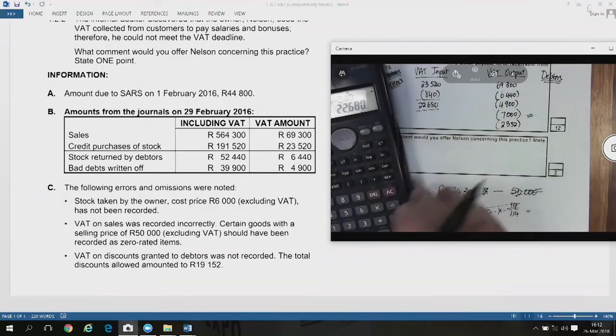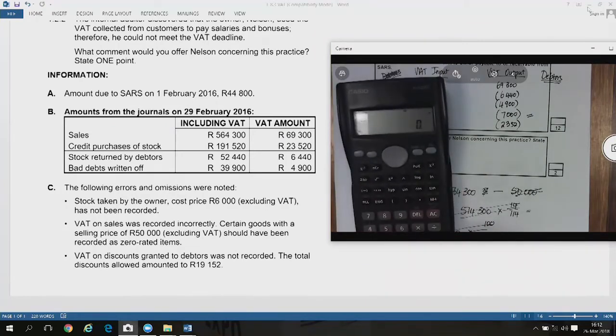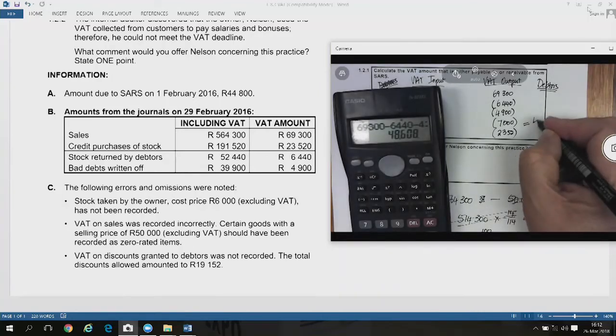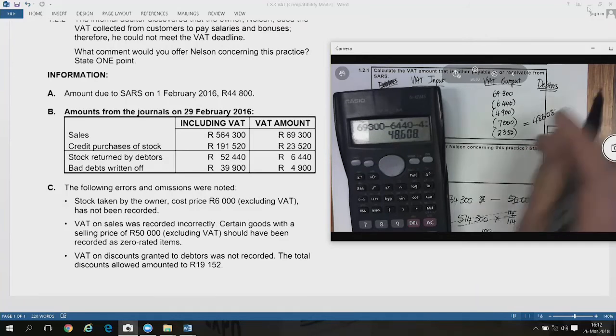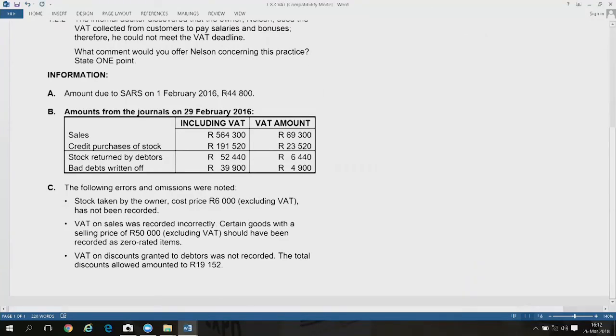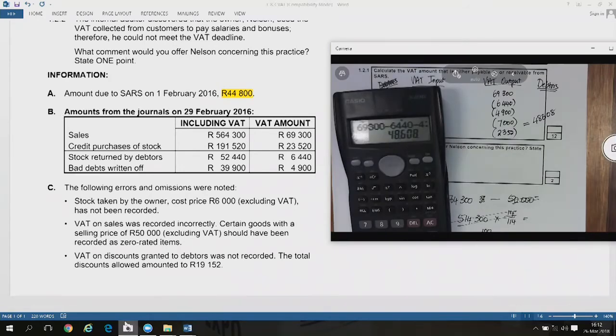22680. On that side, I start with 69,300. I minus 6440. I minus 4,900. I minus the 7,000, and I minus 2352. That gives me 48608. Please don't forget about the amount that we owe SARS on the 1st of February. And because we owe them the amount, that amount you add, you start with that amount.